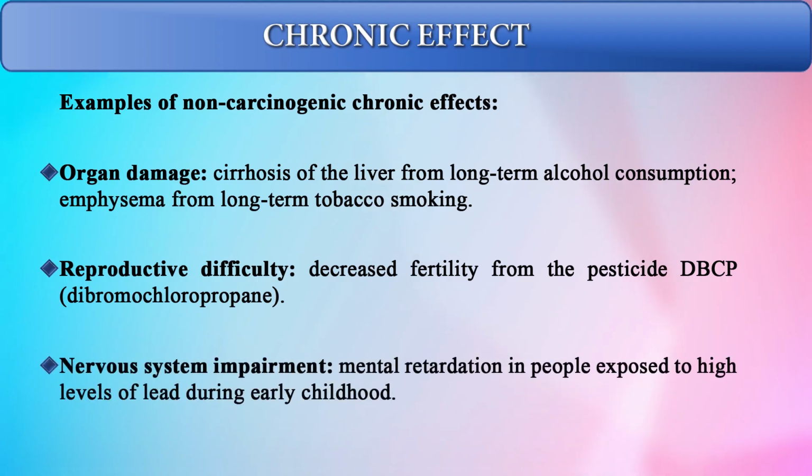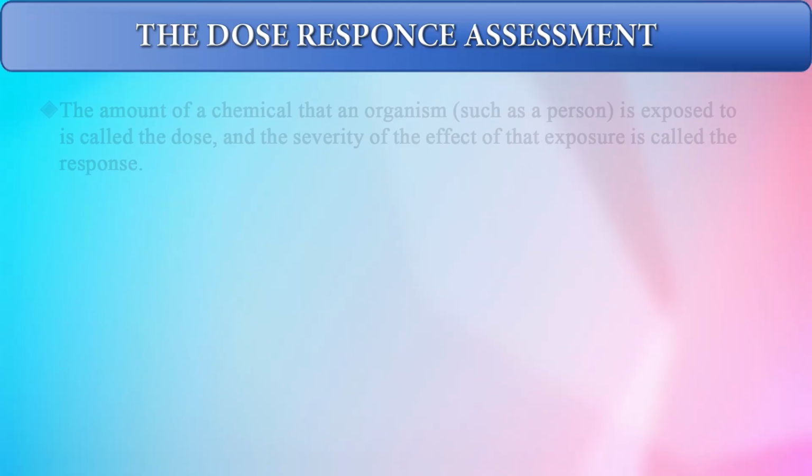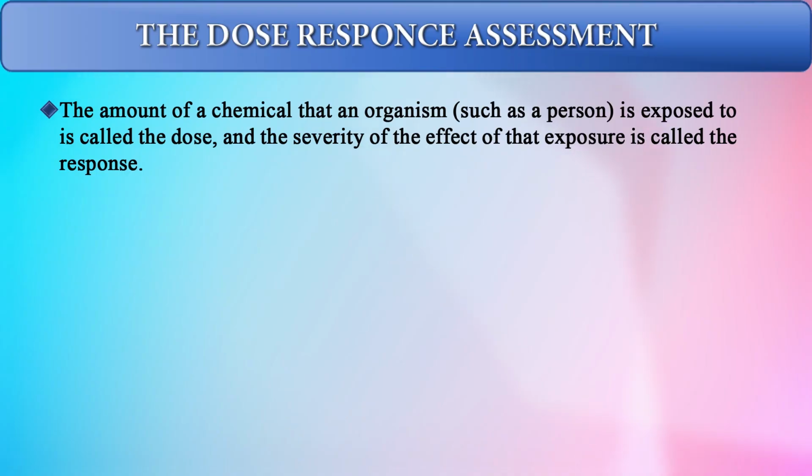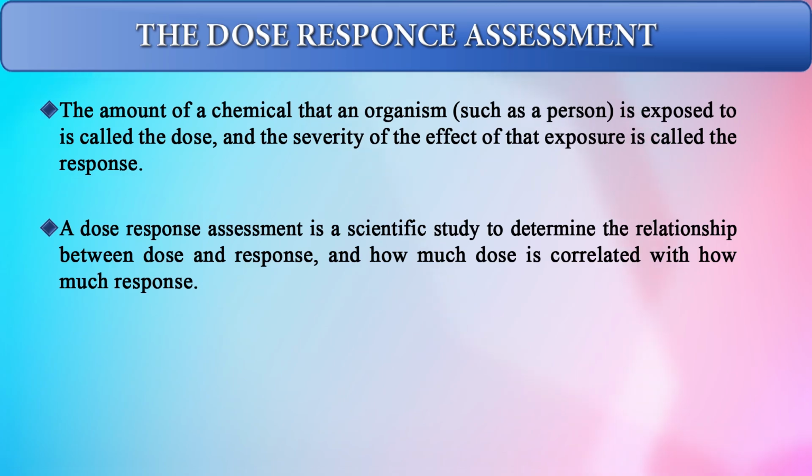Mental retardation in people exposed to high levels of lead during early childhood leads to nervous system impairment. Now, I will discuss the dose response assessment. The amount of a chemical that an organism, maybe a person, is exposed to is called dose, and the severity of the effect of that exposure is called the response.